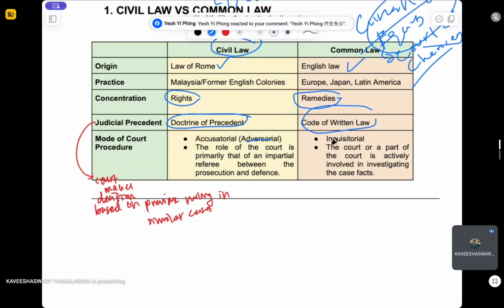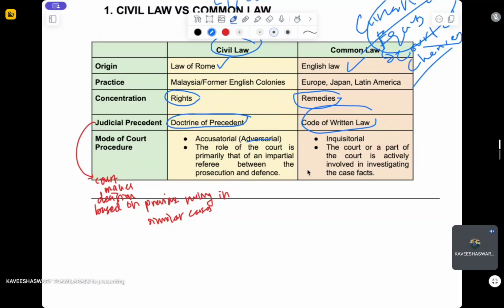In the inquisitorial system, the court or part of the court is actively involved in investigating the case facts. So what does it mean? This means that the judges have the responsibility to interfere and start the investigation. You would understand more on this once we take a look at the second one.